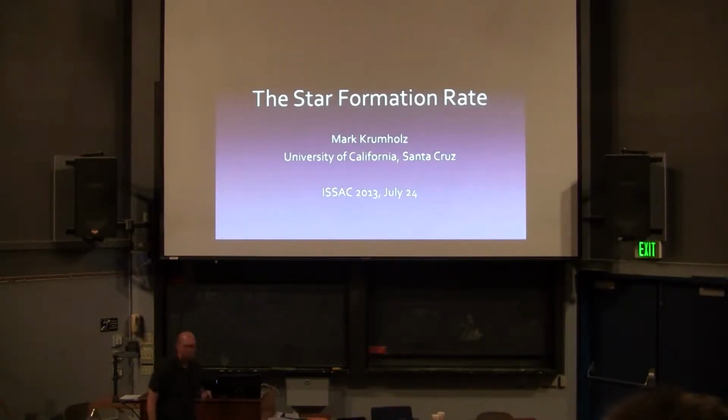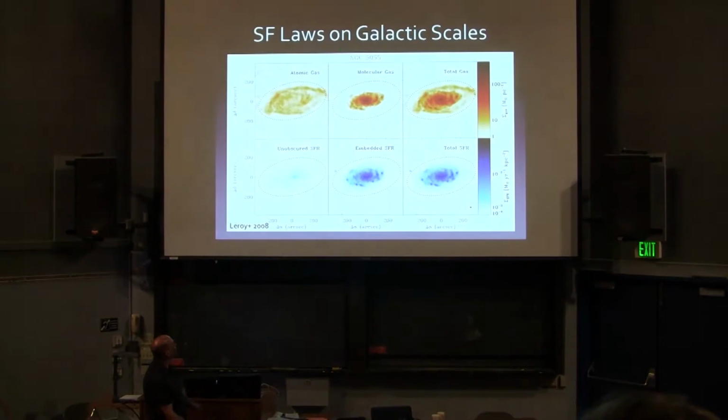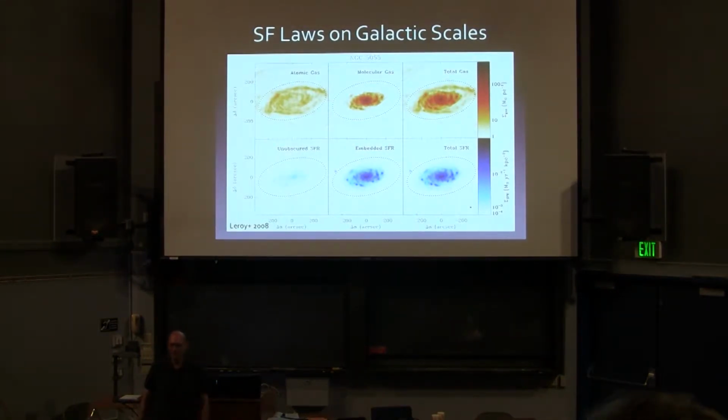One thing that's happened in the last 5 years that's been very exciting is that the observations of this have gotten dramatically better. Here's the paradigmatic example, from Leroy et al. 2008. These are just images of a nearby galaxy in a bunch of tracers. I just picked this one at random. They've got a sample of order a dozen.